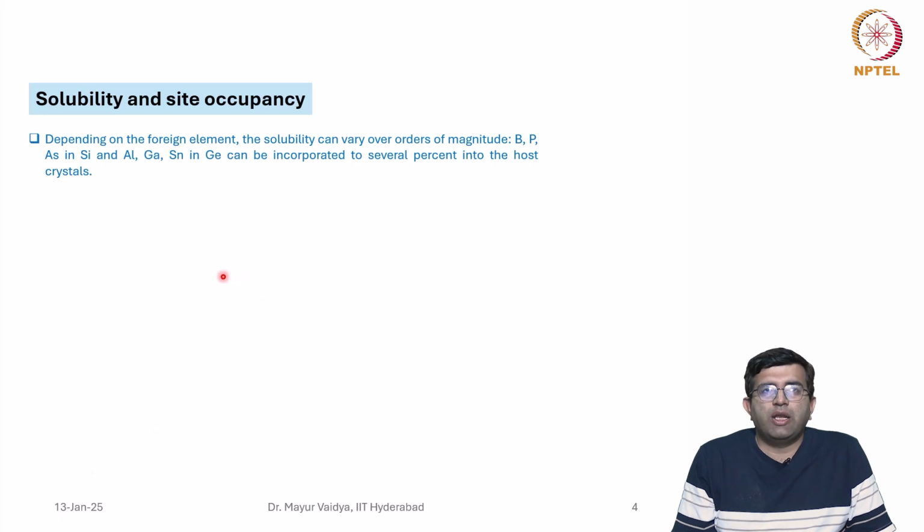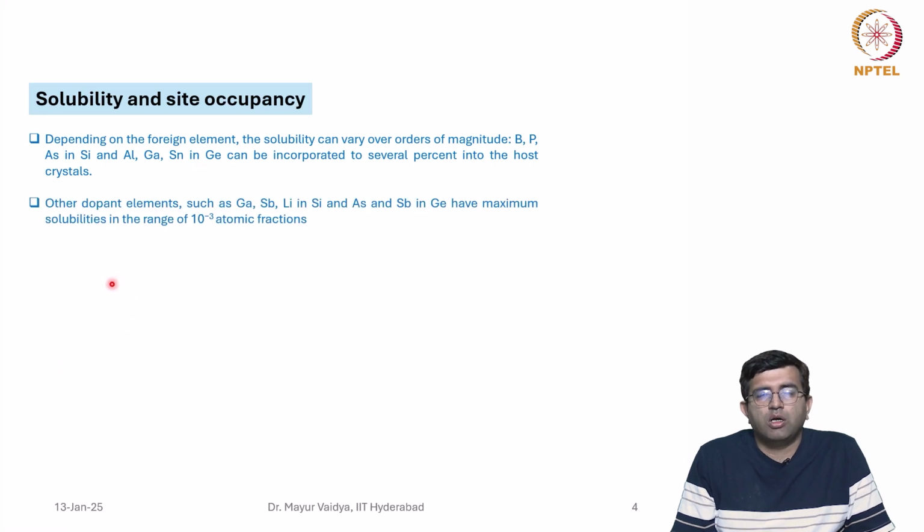Now, depending on the foreign element, the solubility can vary over orders of magnitude. For example, boron, phosphorus, arsenic in silicon, and aluminum, gallium, tin in germanium can be incorporated to several percentage into the host crystals. Whereas some of the other dopant elements such as gallium, antimony, lithium in silicon, and arsenic and antimony in germanium have maximum solubilities only in the range of 10 power minus 3 atomic fractions.